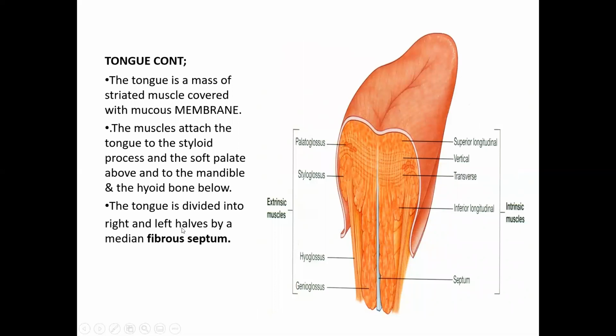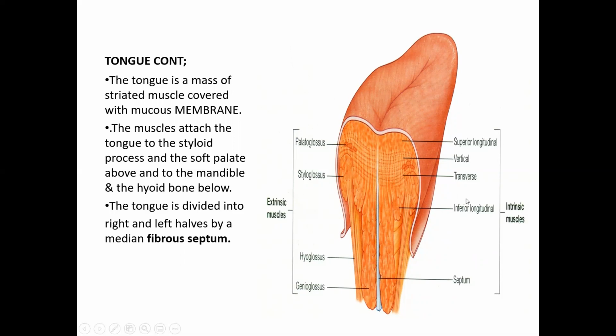Now, what is the tongue made up of? The tongue is a mass of striated muscle covered with mucous membrane. The muscles attach the tongue to the styloid process and the soft palate. Actually, we have four muscles of the tongue: the palatoglossus, the styloglossus, the hyoglossus, and the genioglossus. All these muscles are in the category of the extrinsic muscles of the tongue, while we have the intrinsic muscles of the tongue as well.